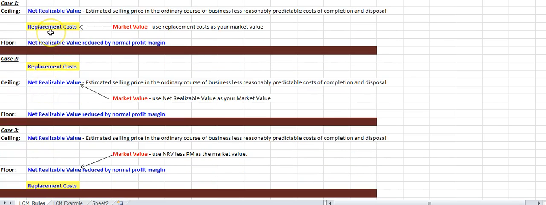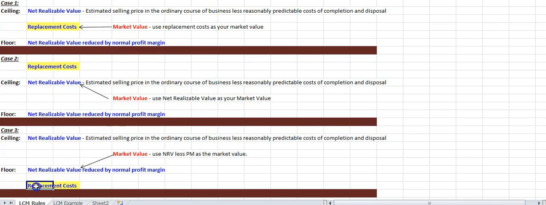In this case, the replacement cost is right in the middle, so we're going to use this as our market value, and we're going to compare this to cost, and we're going to choose the lower of cost or market as our new value for inventory. If the replacement cost happens to be higher than net realizable value, then we will use the net realizable value as our market value and compare it to cost.